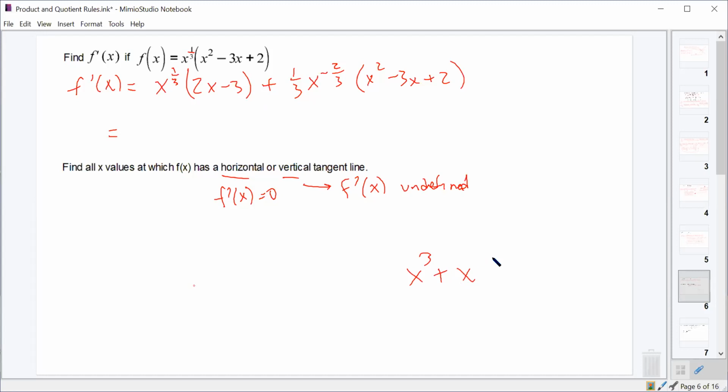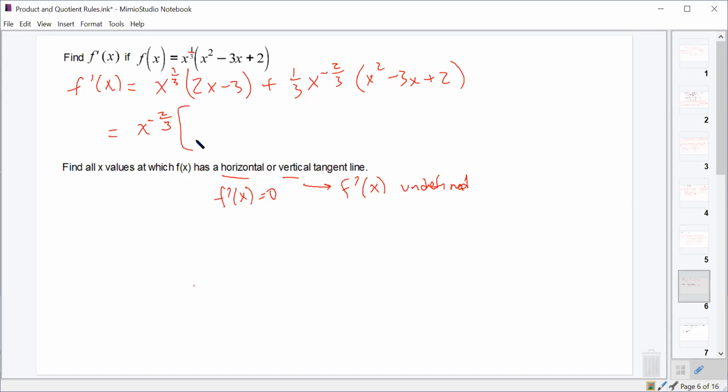X squared. Factored out the x squared, which was the smallest of the powers on x. So let's try that up here. What's the smallest of all the powers on x up here in our derivative? x to the -2/3. Yeah, x to the -2/3. So let's factor out x to the -2/3.